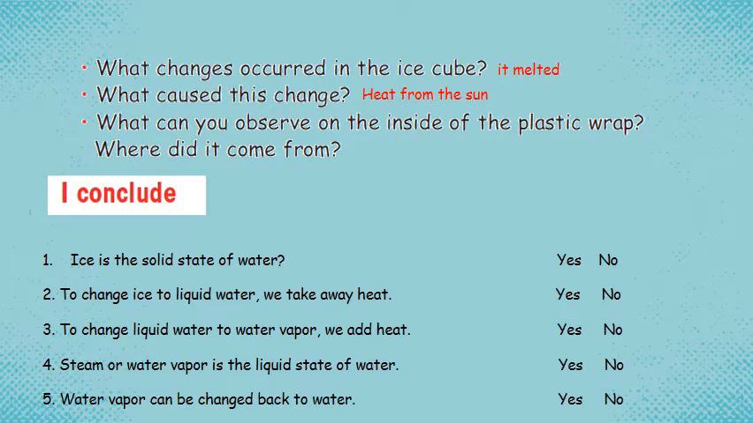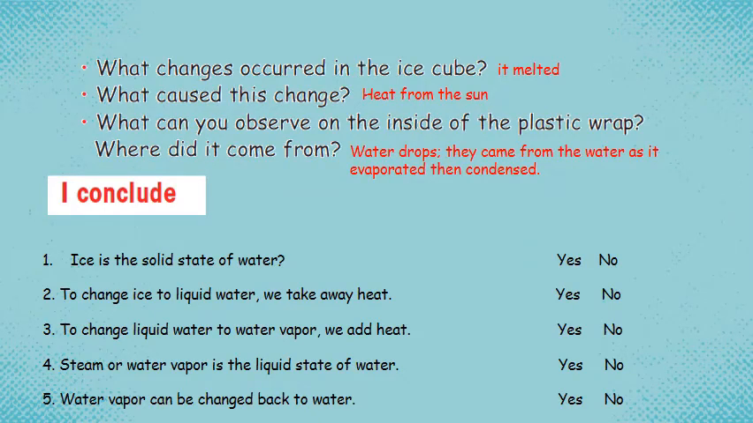What can you observe on the inside of the plastic wrap? Where did it come from? From the inside of the plastic wrap, you will see some water drops. And where did they come from? Of course, the water drops came from the water that evaporated from the heat of the sun, okay? They came from the water as it evaporated, then condensed. I will explain more. But now let's answer these questions together.